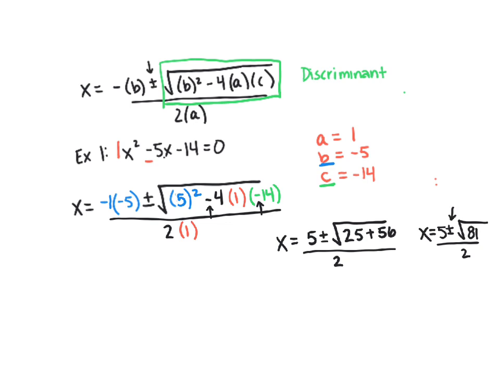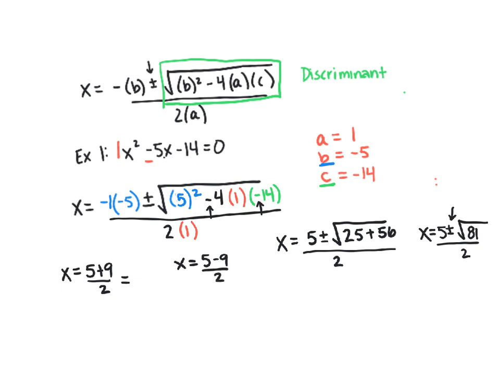So when we rewrite this, this plus or minus now tells us that we have to do 2 separate problems. We have to do 5 plus the square root of 81 divided by 2, and 5 minus the square root of 81 divided by 2. So when I rewrite those again, I'm going to go ahead and simplify 81 to 9. The square root of 81 is 9, so we're going to have x equals 5 plus 9 divided by 2, and x equals 5 minus 9 divided by 2.